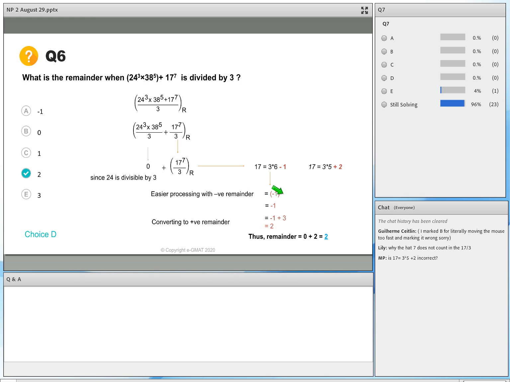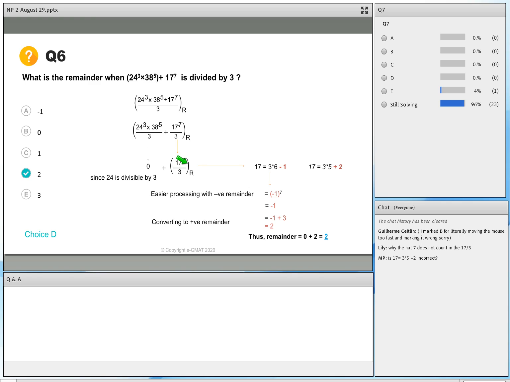17 is 3 times 5 plus 2, incorrect? No, MP, that's not incorrect. I said you can use 2 as the remainder, but then there would be further processing required. You would have 2 to the power 7, which then you will have to write as 128. Then you will have to divide it by 3. You're bypassing all of that here.